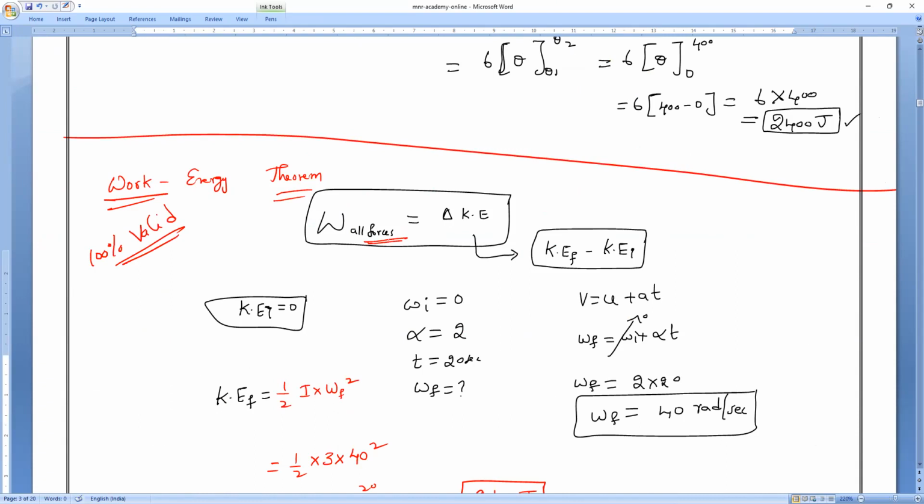Work done by any kind of forces, it may be frictional forces or gravitational force, conventional or unconventional forces, whatever it is, the work done by all kinds of forces is equal to the change in kinetic energy of the system. So this is the only one which is always true. That is why you have to always solve the question with the help of this one.